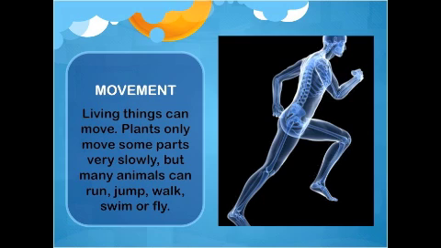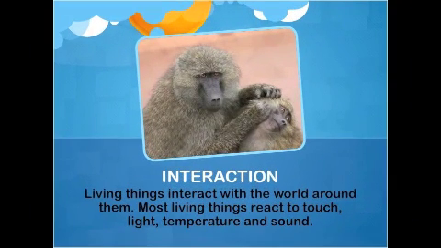Movement. Living things can move. Plants only move some parts very slowly, but many animals can run, jump, walk, swim, or fly. Interaction. Living things interact with the world around them. Most living things react to touch, light, temperature, and sound.